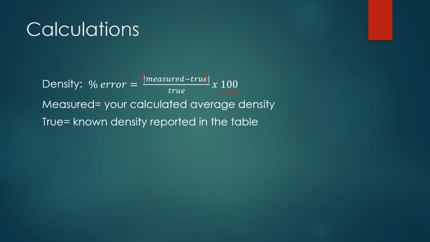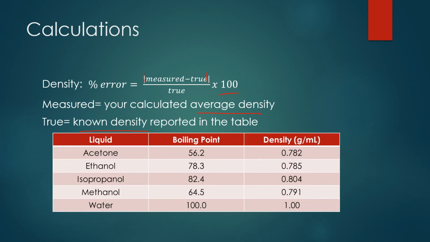Now, what are you using as the measured? The measured is your calculated average density that you calculated using the data in your table. For true, you're going to plug in the known density reported on the table. So what I mean by the table is this table here. We were between ethanol and isopropanol, so these are the known values for ethanol and isopropanol. So your true is going to be either 0.785 or 0.804, depending which known you chose.